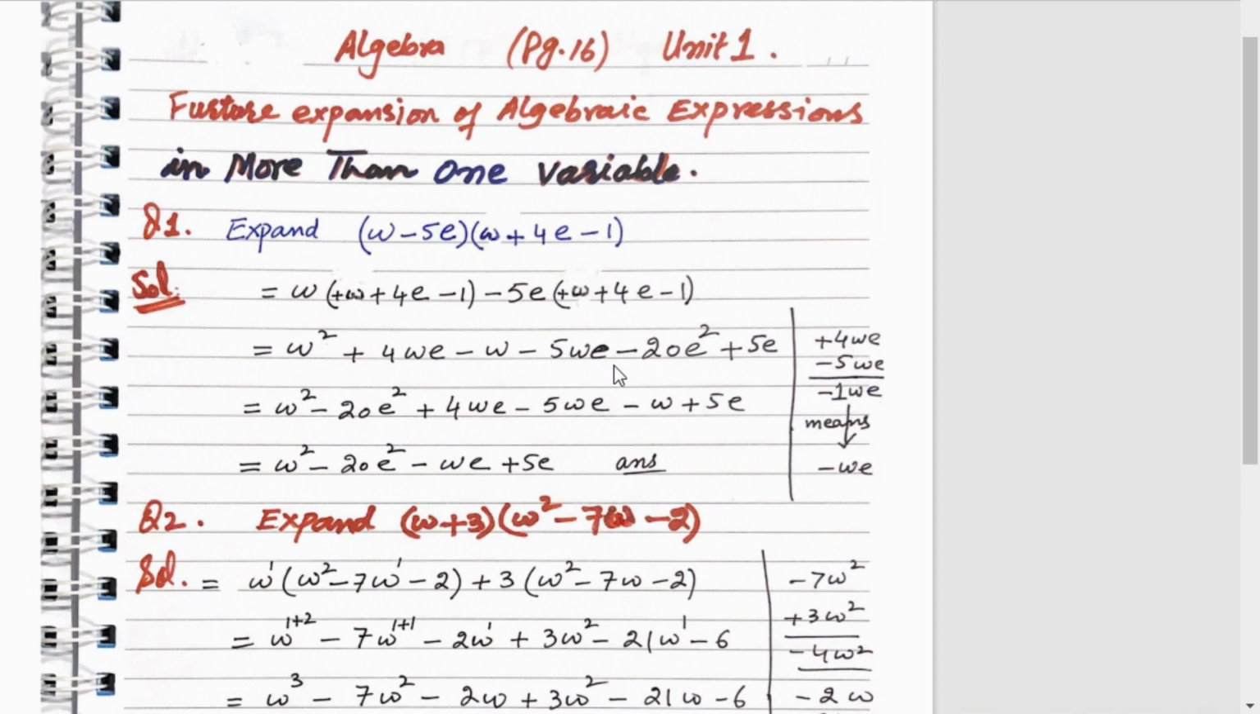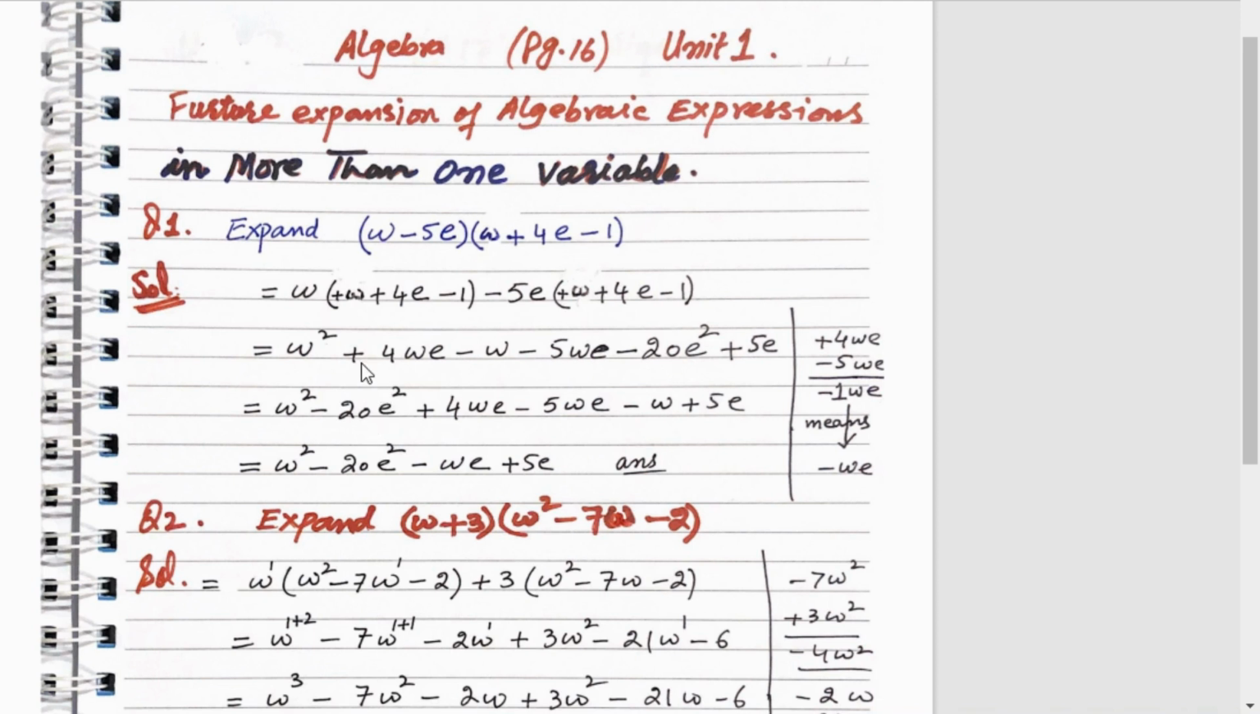First of all, we are collecting square terms side by side. Minus 20e square. There is no e square in this expression. So we will write down minus 20e square along with w square. These two are different terms. We have written them. These are already simplified.